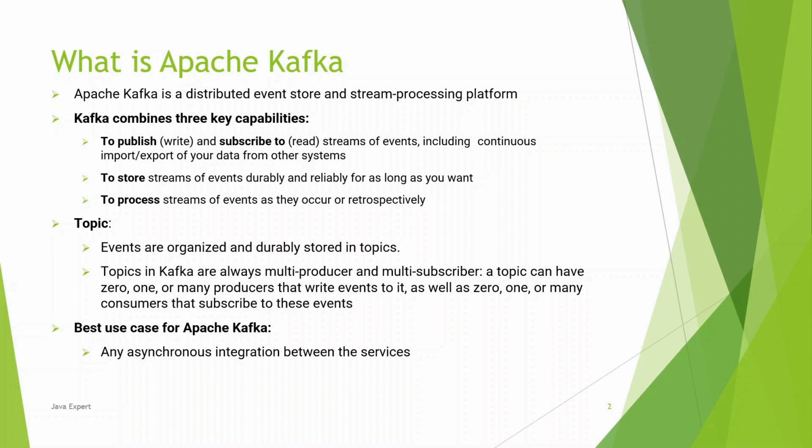Apache Kafka combines three main capabilities. The first one is to publish and subscribe to. The second one is to store. The third one is to process. To explain in detail, Apache Kafka has the ability to publish messages, which means writing the message to the messaging system, and to subscribe to, which means reading the message from the messaging system. The second one is to store. Whenever we publish a message into any messaging system, that message has to be stored somewhere. So it has that capability.